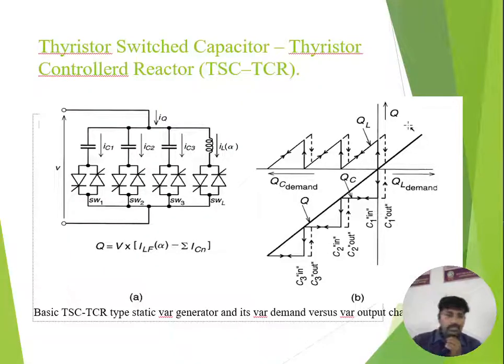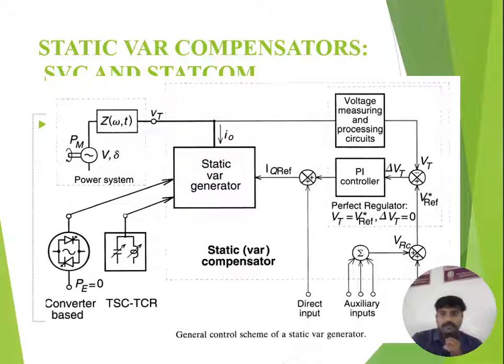So coming to the next, static var compensators, SVC and STATCOM. So the basic difference between the SVC and STATCOM is that SVC is always a combination of variable impedance type, that is, maybe it is capacitive in nature or inductive in nature. This is a static var compensator. STATCOM always depends upon converter based. Maybe the first block for the STATCOM is the voltage source converter.